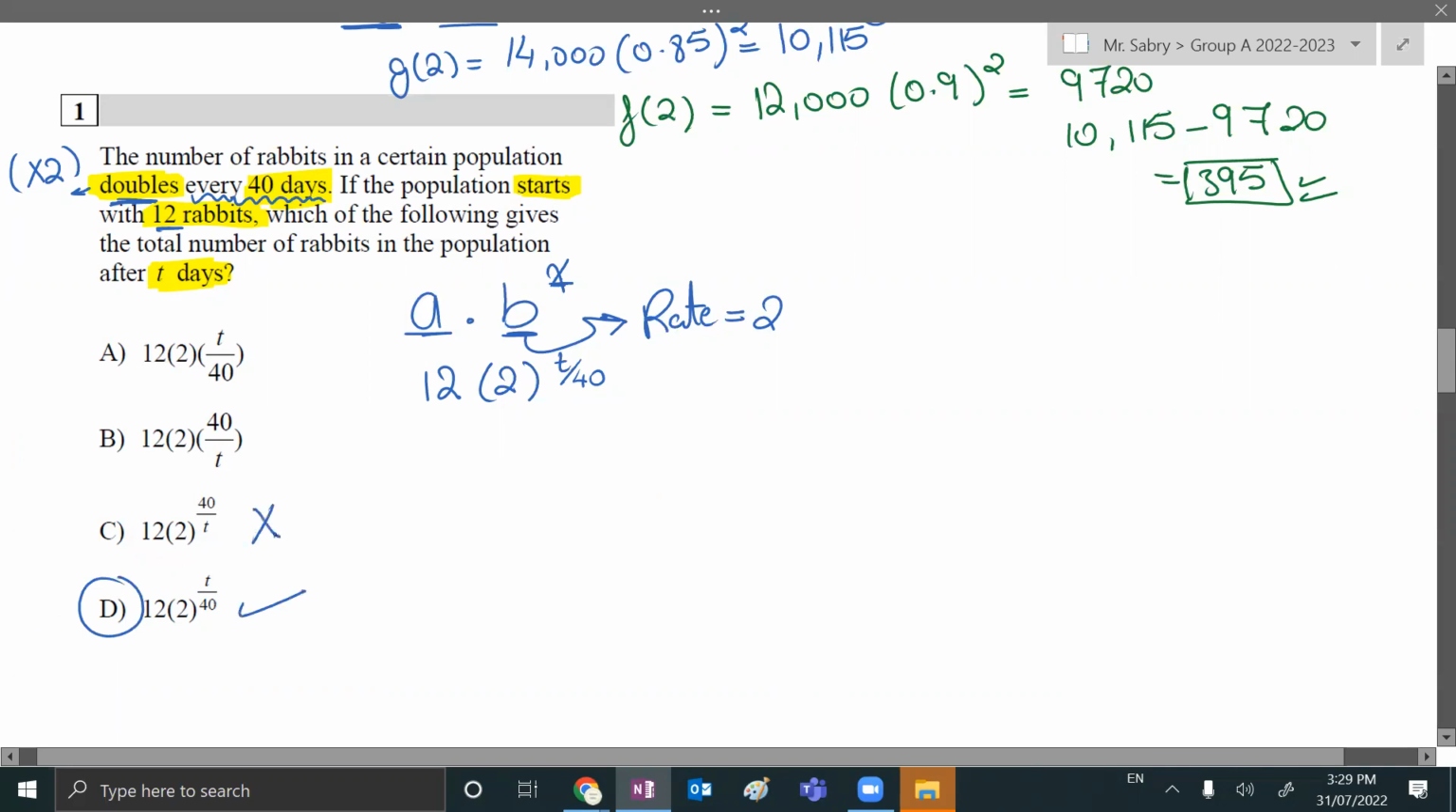C is incorrect. Of course, B is incorrect and A is incorrect because A and B don't have t as a power at all. Now C and D, I know for a fact that I should divide the days by the 40, not the 40 by the days. D must be the correct answer. Are we clear, everyone?